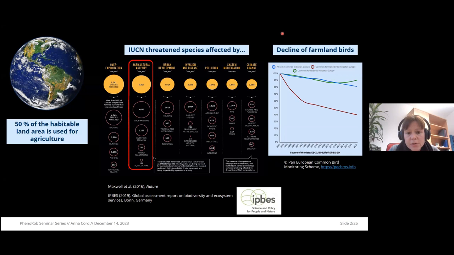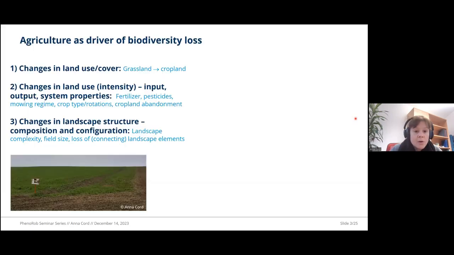This is one figure which compares the decline of farmland birds, the red curve here, to the decline of other birds, for example, forest birds, and we see even more alarming trends here. So why is that actually the case? Why is agriculture a driver of biodiversity loss?